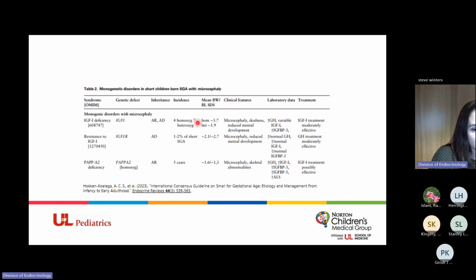So here we can see IGF-1 deficiency and resistance to IGF-1. They're very, very small at birth, and we know that IGF-1 is a very important regulator of intrauterine growth. It has nothing to do with the secretion of growth hormone. It's all secreted by the placenta. So when we see mutations in these genes, babies are very small at birth.